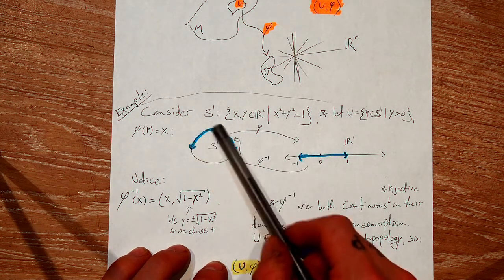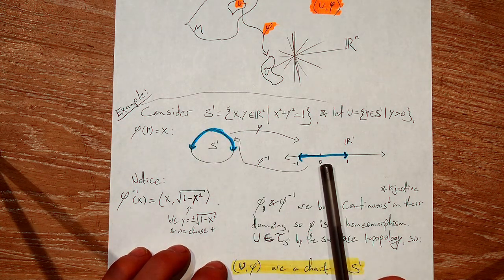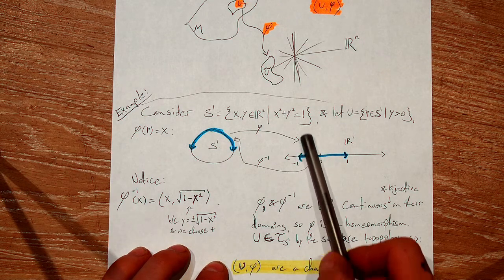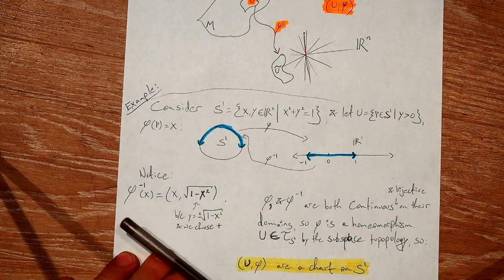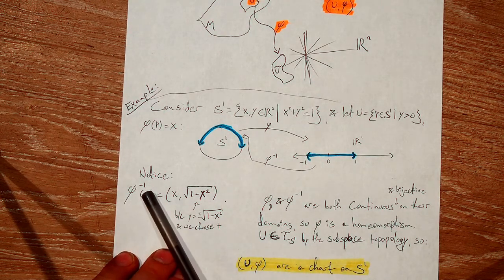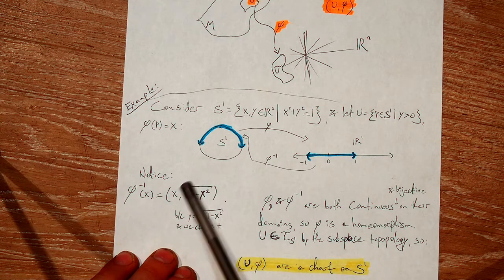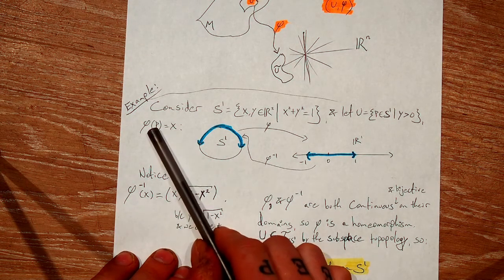But what does phi do to that open set? It sends it to this open set in R1. Its inverse is going to map that open set right back up to the circle. What is its inverse? Well, I've discovered it right here. So it takes in our point x, and we want it to spit out a point on our circle, right? Take in x and spit out that point.